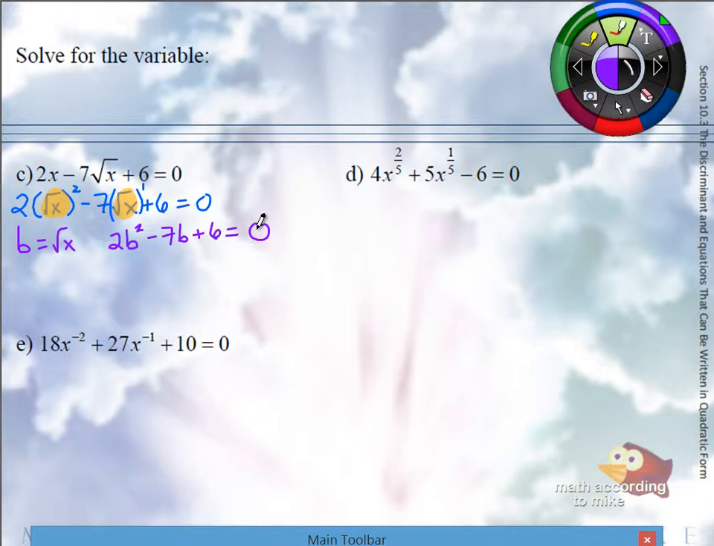2b squared minus 7b plus 6. How does it factor? Oh, by the way, will they always factor? Might you have to bust out a quadratic formula within this problem? But this one does factor. I'll give you a hint. 2b minus 3.